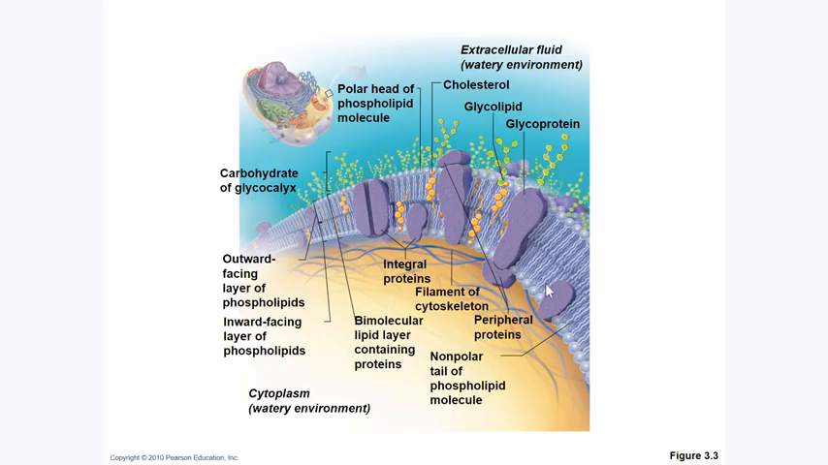So here we can see again, right? Integral protein all the way through. A peripheral protein that's being linked to fragments or filaments of the cytoskeleton, right? Out here, another peripheral protein on the outside. We don't exactly know what that's doing. Here we've got a channel protein. So you can see there's different functions to the different shapes of proteins.